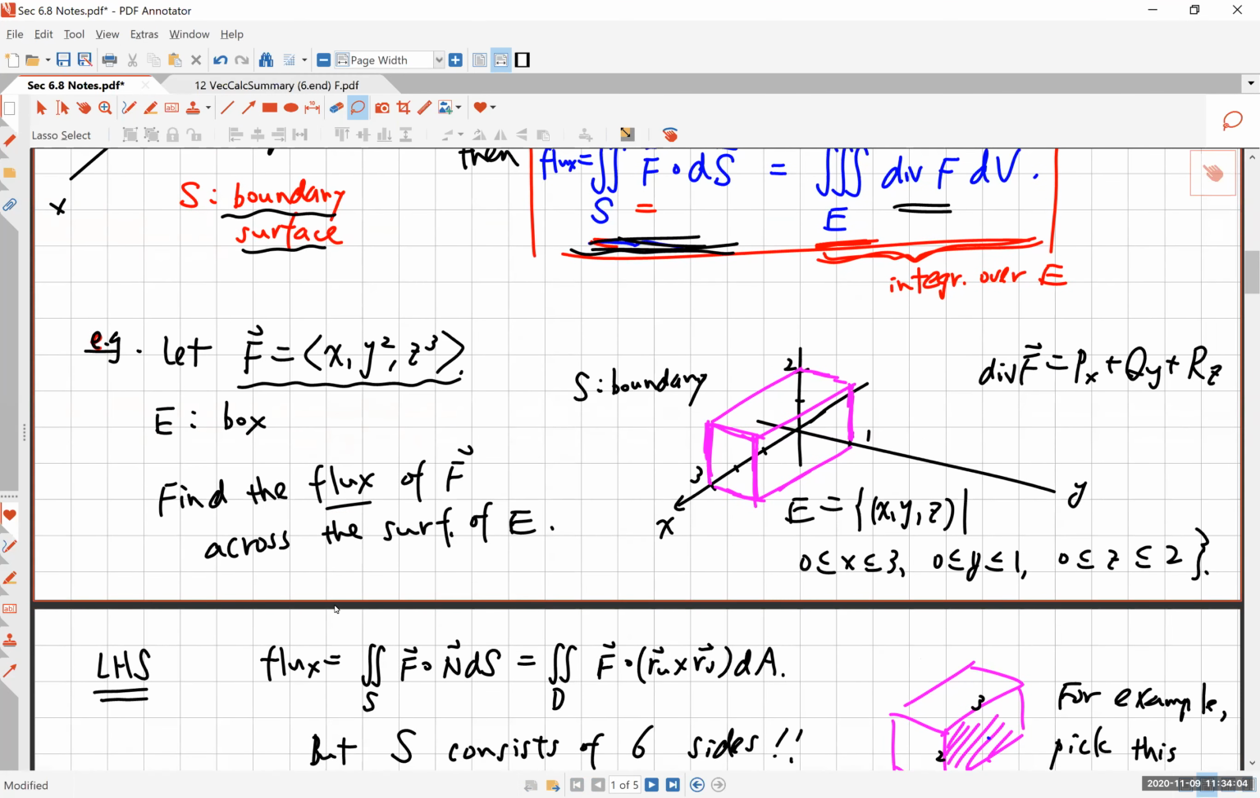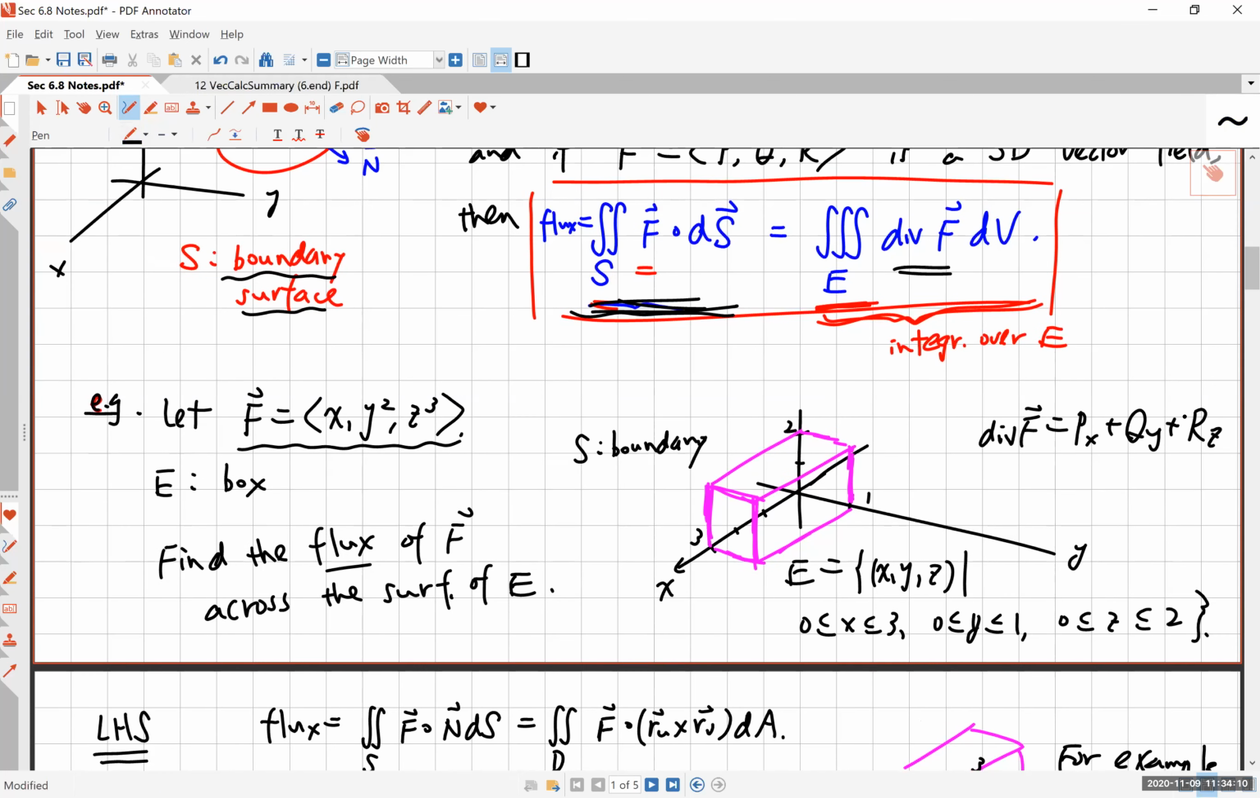Okay, so we are finding the flux, all right? And I ask you to use the divergence theorem, which means in order to find this flux, you can just go ahead and use this triple integral, which is the easy way. But before I go over your solution, let me tell you why you do not want to use the left-hand side. This is the direct way to find the flux, right?